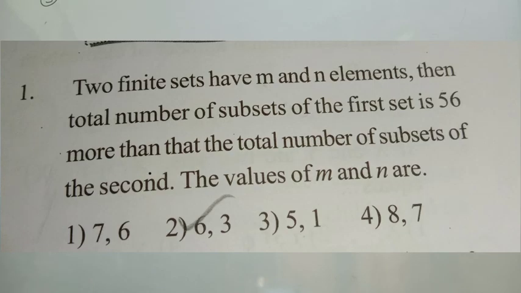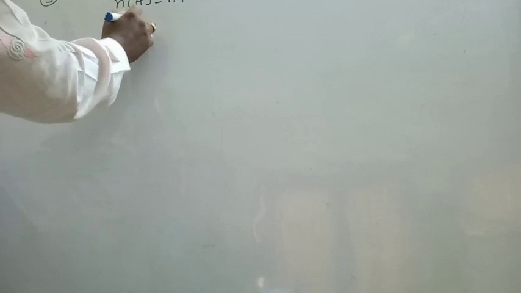Now we have the third problem, my dear students. The statement is: two finite sets have m and n elements. The total number of subsets of the first set is 56 more than the total number of subsets of the second one. What are the values of m and n? This is a nice problem. If the first set is A, n of A has m elements, and the second set B has n of B, that is n elements.